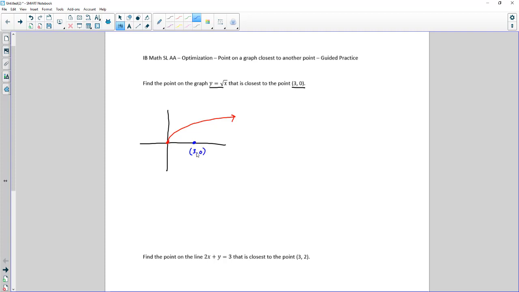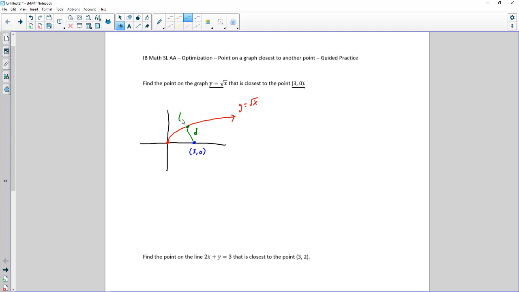So what I want to do is find the point on this graph. Remember, this graph is the equation y equals root x. The point on this graph that's closest to this point, there's going to be some value where this distance here is the smallest possible. This is the shortest possible distance from this point to this point.